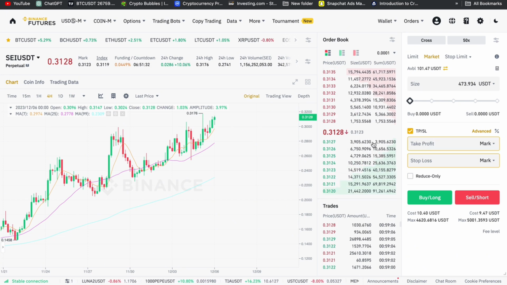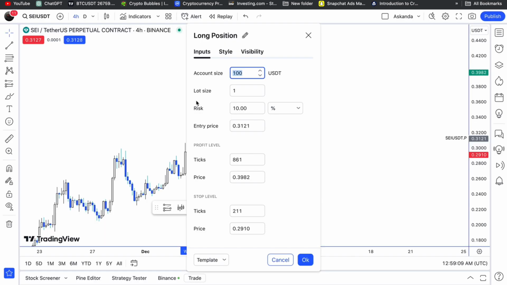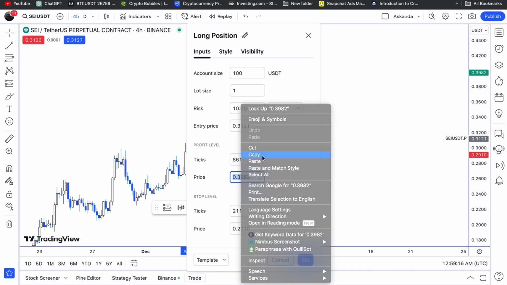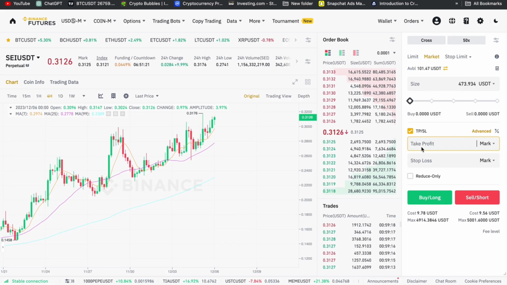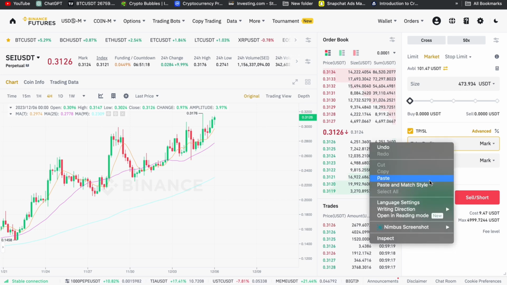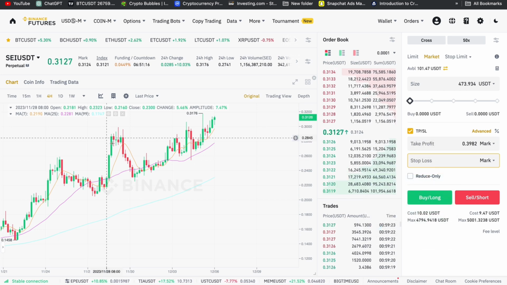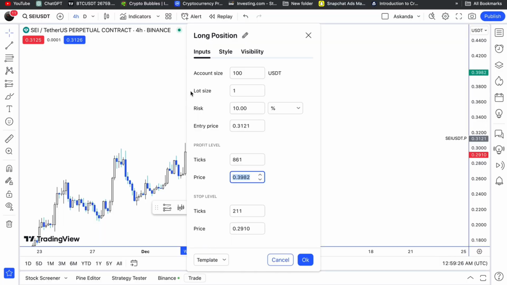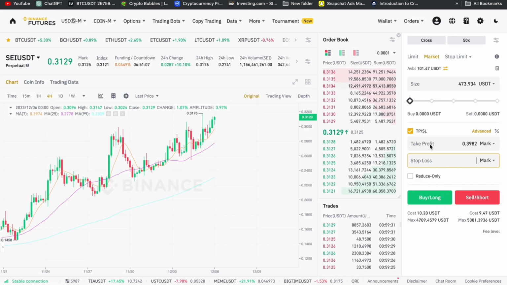So let's enter our take profit. We'll go back to the TradingView section. We know our take profit to be 0.3982. So I'll just paste my take profit here. Then my stop loss, where I want to exit the market if the trade doesn't go in my favor. My stop loss is 0.2910. Then we'll go for a buy position.